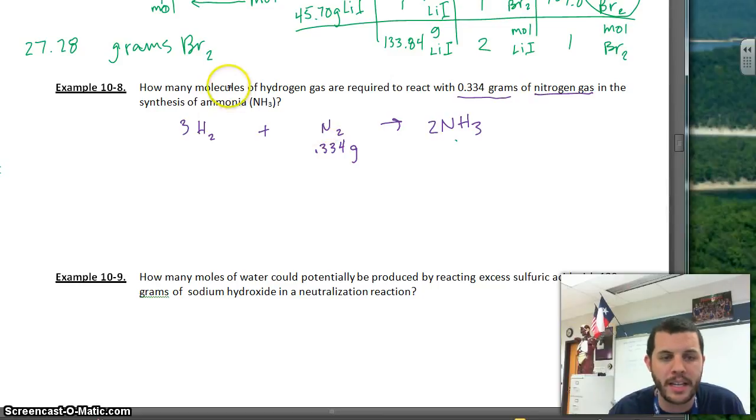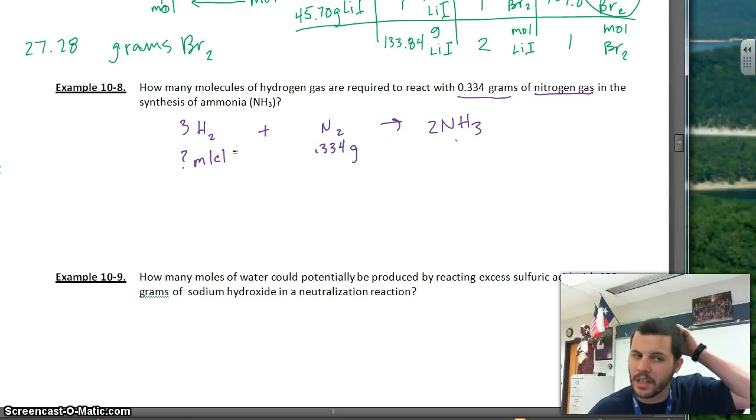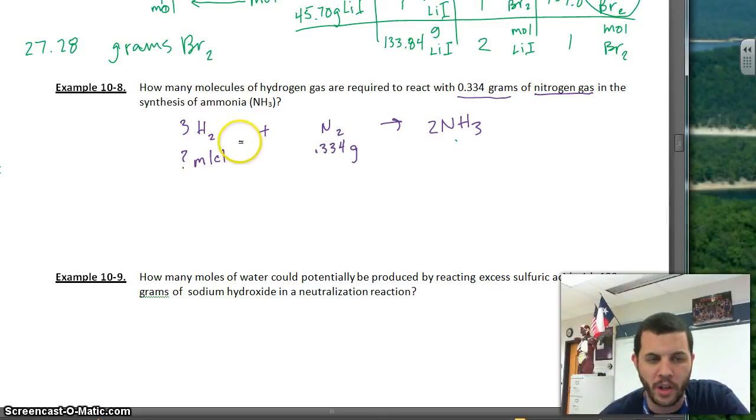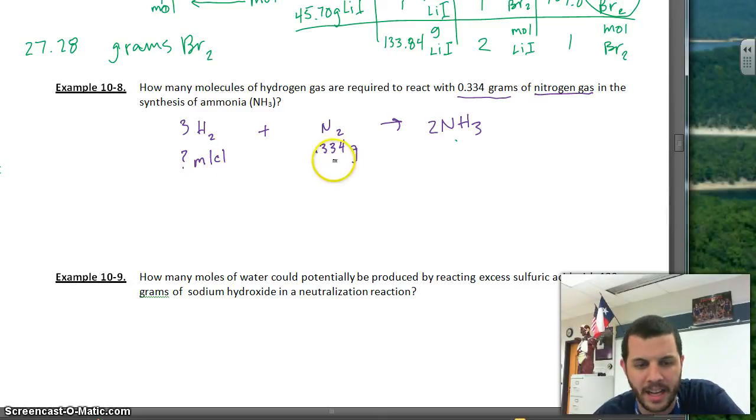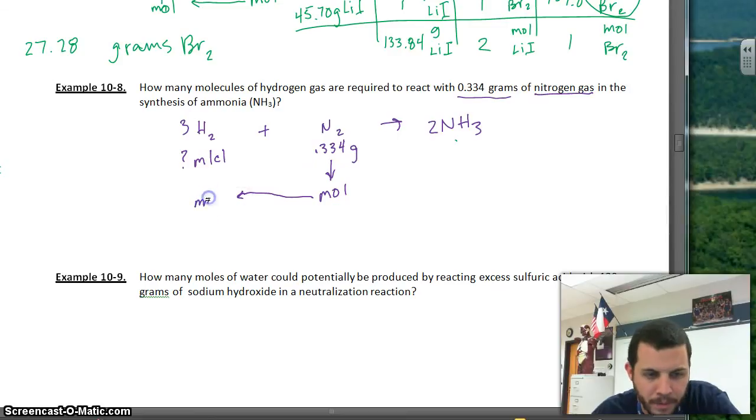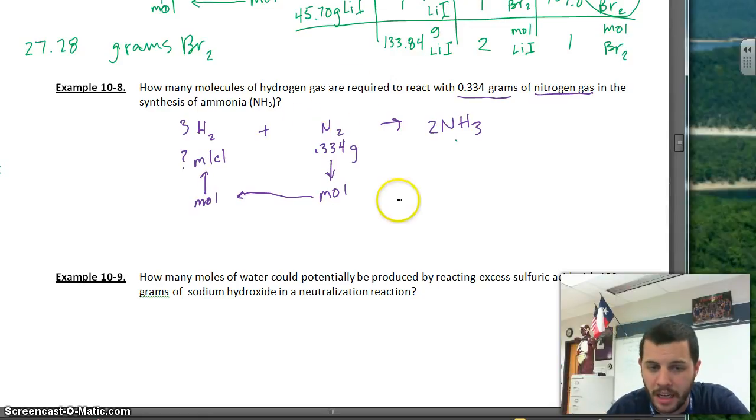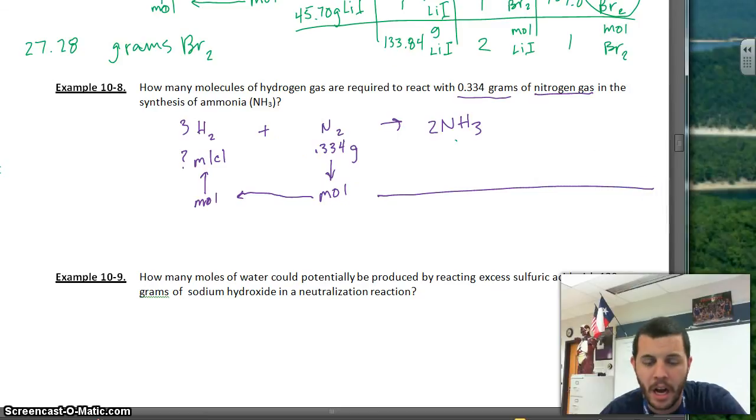What am I trying to get to? I'm trying to get to question mark molecules of hydrogen gas. Now, this is a little bit different situation because I'm not going from grams to grams necessarily. Now I'm going from grams to molecules. Same situation, we need to follow our mole road. Can I get from grams to moles? Yes, through molar mass. Okay, now that I'm at the mole road, I can go from moles of this to moles of that. Can I go from moles straight to molecules? Absolutely, I can. I can use my Avogadro's number conversion to get there.